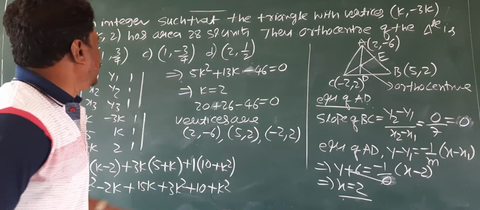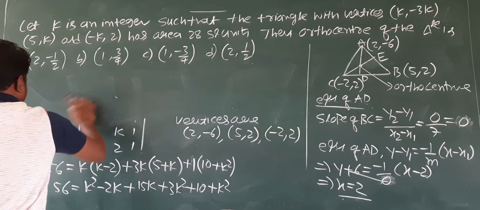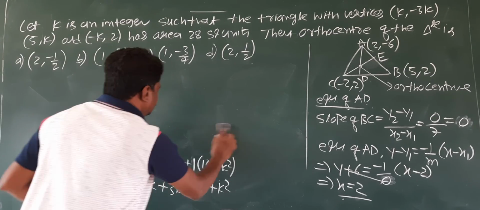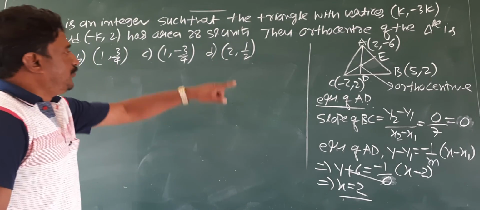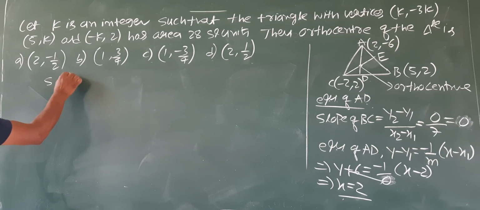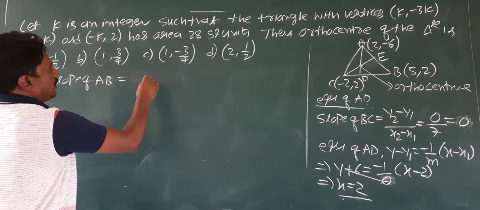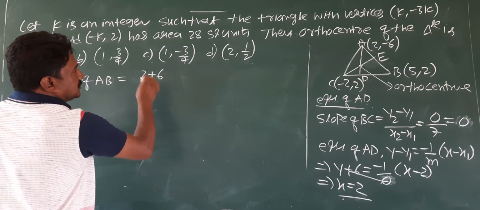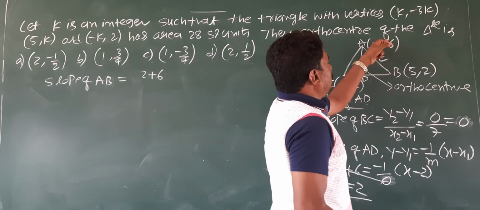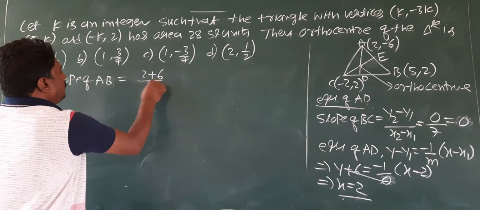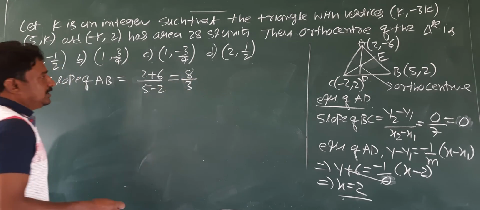So I got the equation of AD. Similarly, slope of AB. Slope of AB is y2 minus y1 by x2 minus x1, which is 2 plus 6, 8, by 5 minus 2, 3. So 8 by 3.